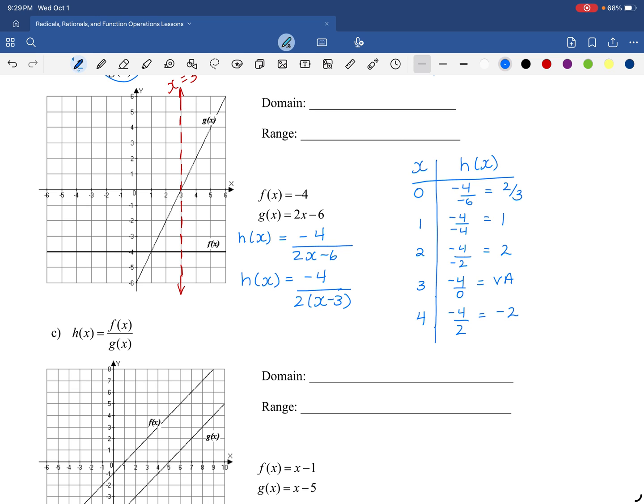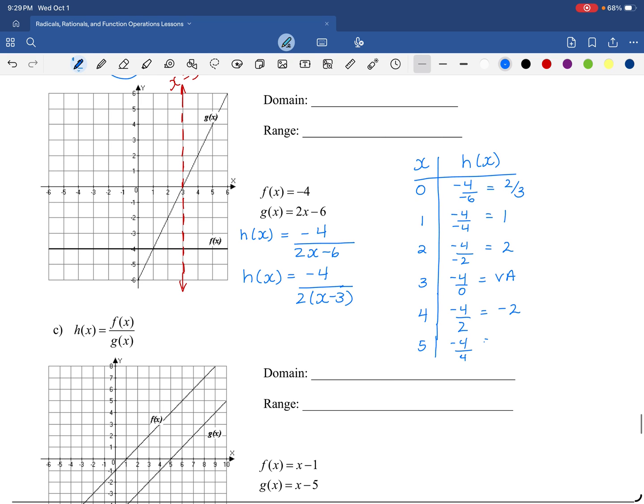Can we see any more of them? Yeah, we can see the next one. So when x is equal to 5, your function f is still -4. Your function g is now a 4. So that's going to give you a -1. Okay, so let's plot those points in. So (0, 2/3) is kind of hard to see, but it's technically like right here somewhere.